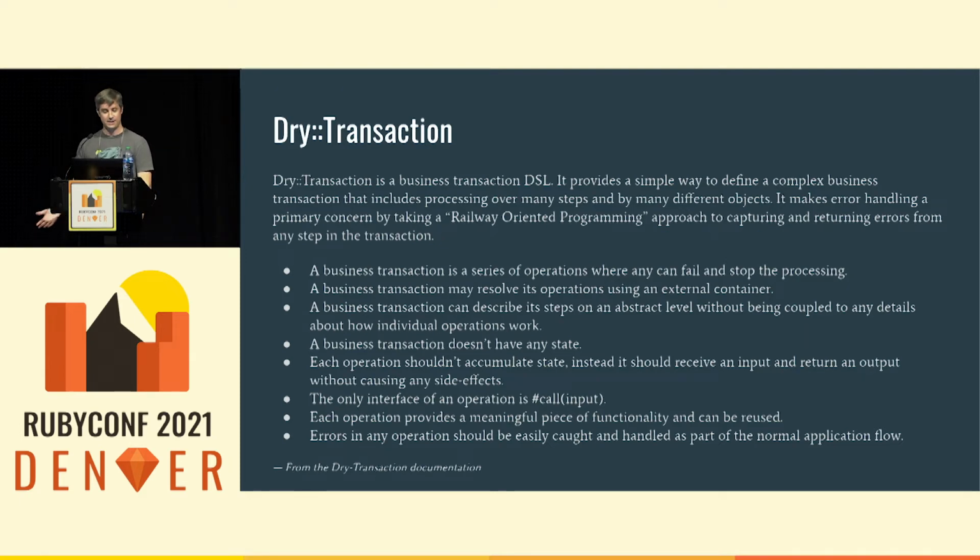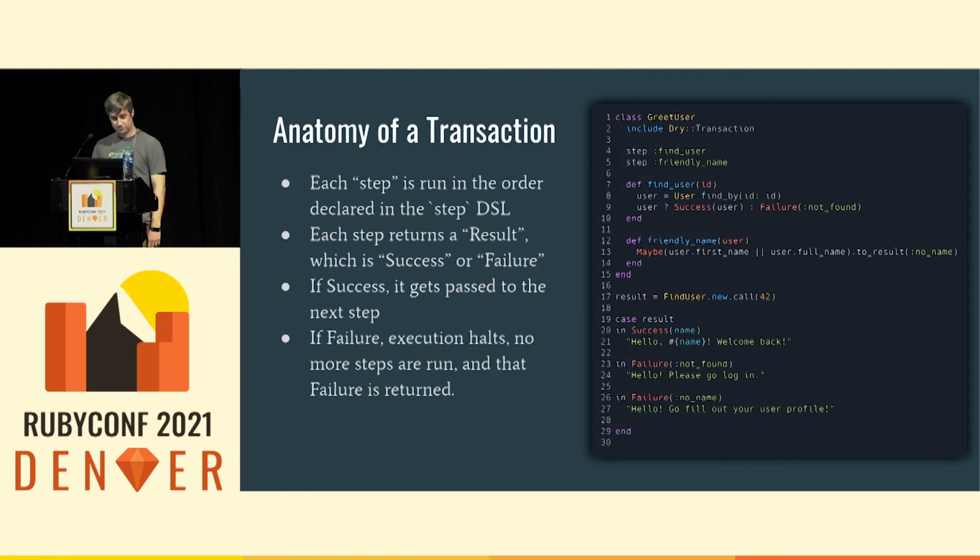It doesn't have any state. It doesn't accumulate state as it runs. The same input should always produce the same output. It only has one public method, call, with some input. Errors are expected and handled as part of the normal application flow. They're not exceptional. And that's all from the README.